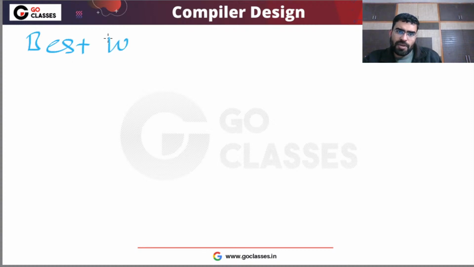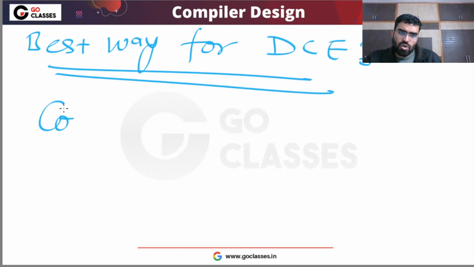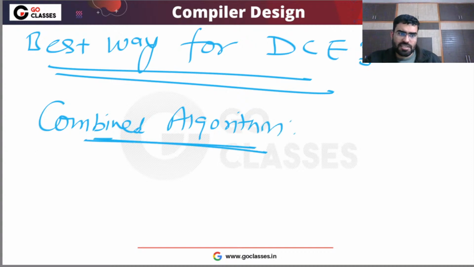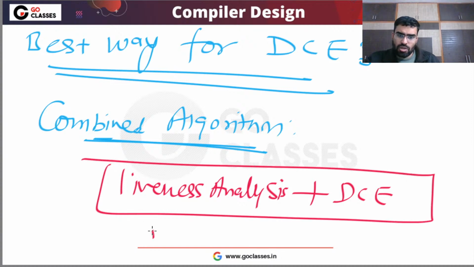Again analysis, again eliminate. So what is the best way? Can anyone tell me what is the best way for dead code elimination? Combined algorithm, yes or no? The best way is the combined algorithm. I told you in the last class also. It means this liveness analysis plus dead code elimination, you do them together. Correct or not? This I told you in the last class. So take care, do them simultaneously.